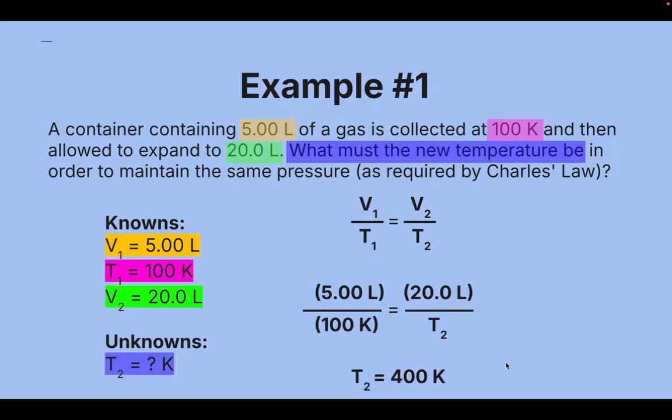Let's think about whether this makes sense. So we said that these are directly proportional. So as volume increases, so does the temperature and vice versa. So we are increasing our volume, which means that our temperature should also increase, which this shows that it is. So it checks out there. But then we could also plug the 400 back in for T2 and double check that 5 divided by 100 is equal to 20 divided by 400, which it is.